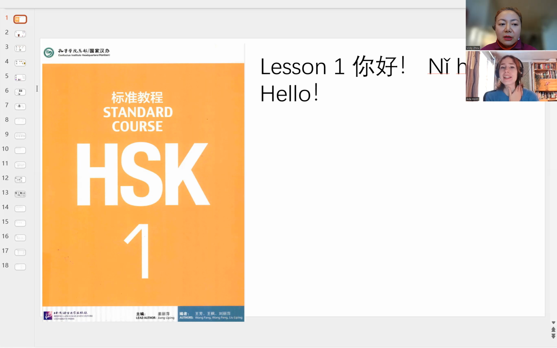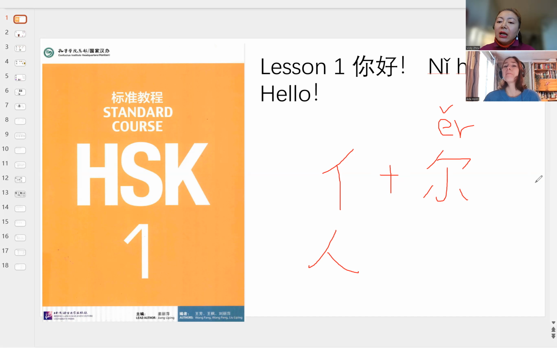Actually, for ni, there's the ren, the person radical, on the left. And the right part, I'm not too sure what it means. Yes, and this one, in ancient Chinese, means you. Then in modern Chinese, we add the person radical, and together it is 你. 你 means you in modern Chinese.